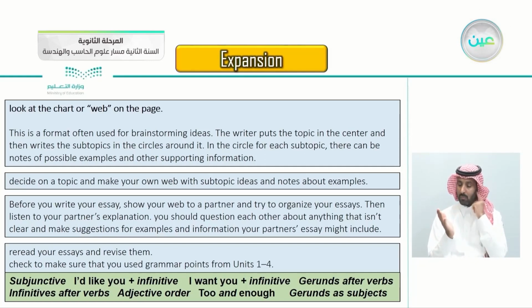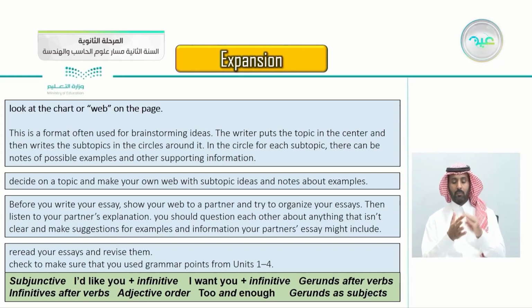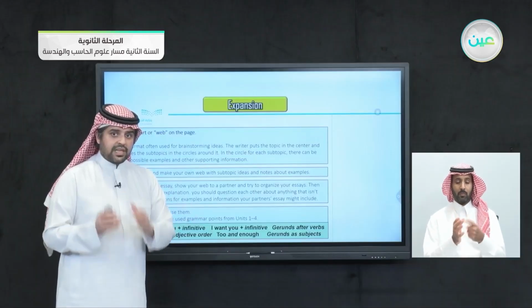Then listen to your partner's explanation. You should question each other about anything that isn't clear and make suggestions for examples and information your partner's essay might include. Lastly here, reread your essays and revise them. Check to make sure that you used grammar points from units 1 to 4. For example here, the subjunctive, I'd like you plus the infinitive, I want you plus the infinitive, gerunds after verbs, infinitives after verbs, adjective order, too and enough, gerunds as subjects, and the whole grammar for units 1, 2, 3, and 4.